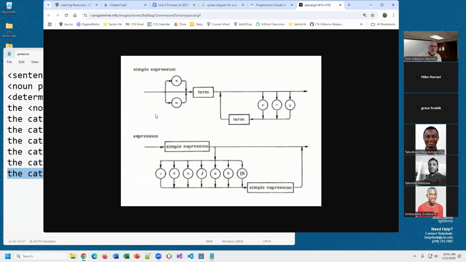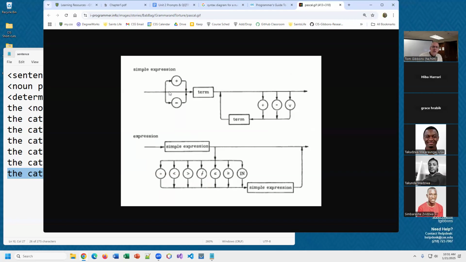This tries to show how you could create a simple expression with a greater-than, like a Boolean expression. You have these arrows, and you follow through and can see the branches. You could take a simple expression and choose a greater than, less than, or equal sign. Then you have to have another simple expression and you'll be done. It's just flow diagrams to show how you can create these things. And sometimes there are loops or choices.